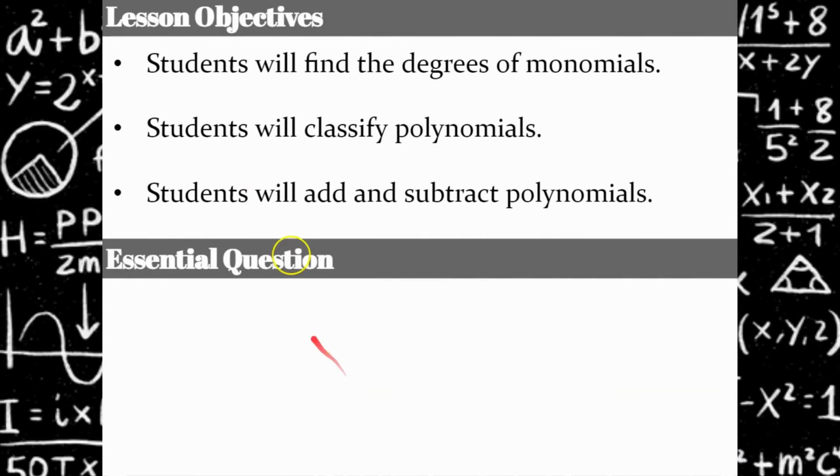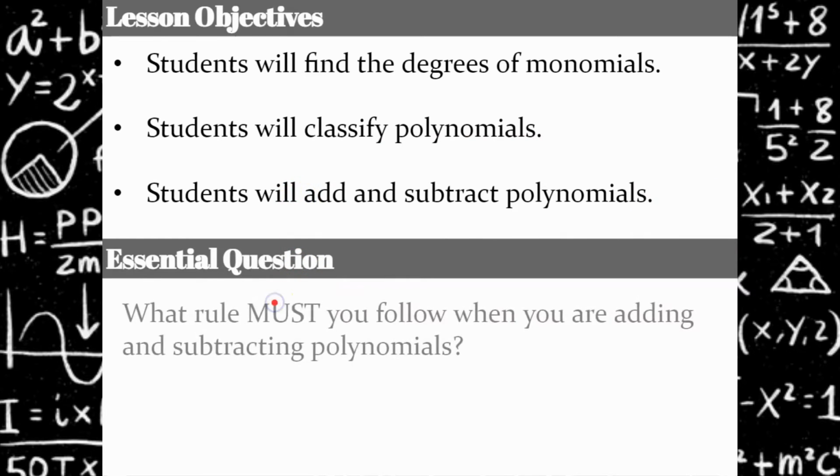So here we go. Today, our objectives are that we're going to find the degrees of monomials, classify polynomials, and learn how to add and subtract polynomials. It's kind of like a tongue twister today for me. And here's the question I'd like you thinking about. What rule must you follow when you are adding and subtracting polynomials? There's a couple of things, and I think everybody's a little bit different, but there are definitely some must-dos and hopefully some big takeaways for you today.